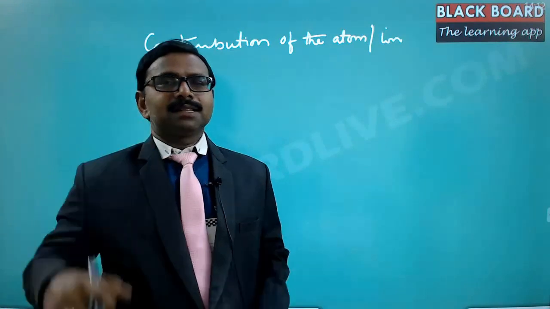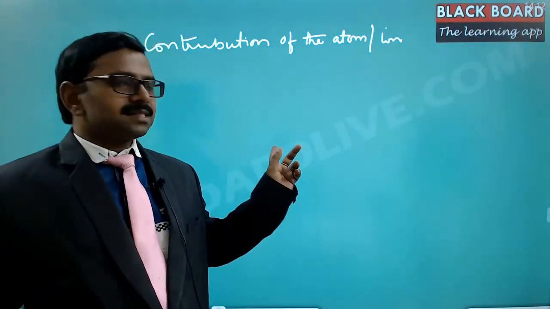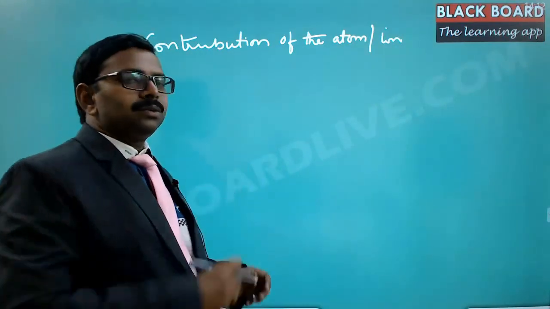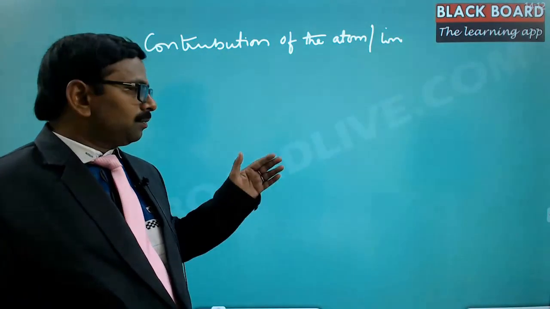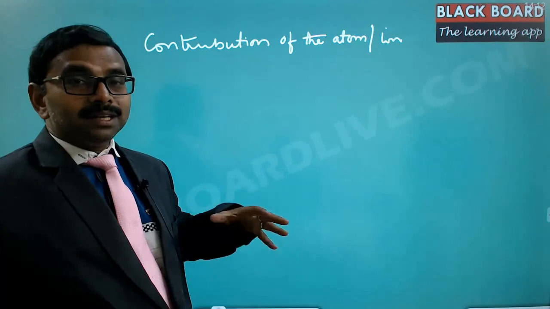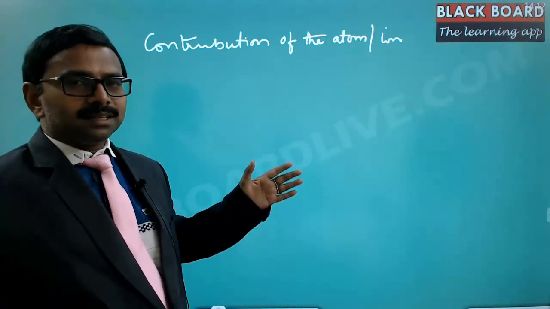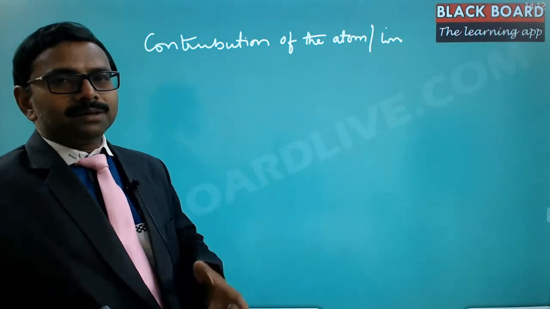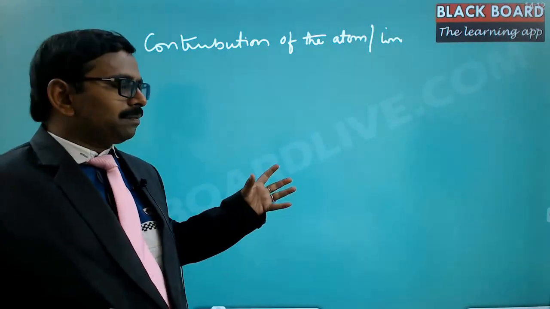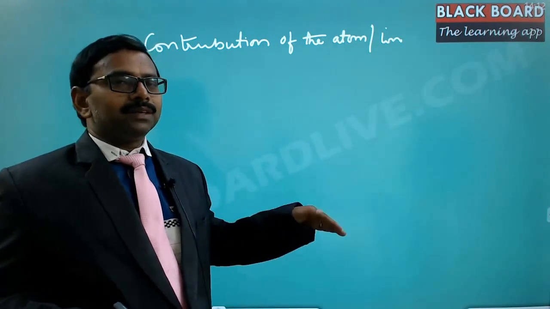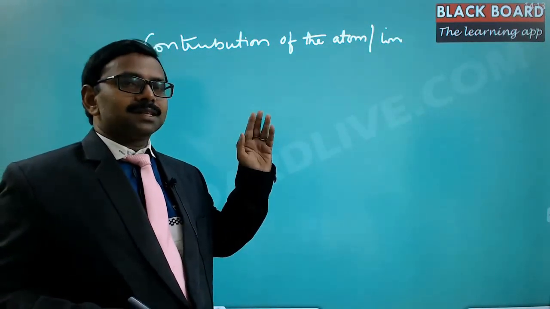If an atom is present at a face center, suppose this room is assumed to be a cube, there exist 6 faces. This is one face. If you make a hole here and you put a ball into the hole, then how much portion will appear in this room? Only 50%. The 50% will appear in the room. So 50% of the atom belongs to that unit cell. The remaining 50% goes to the other unit cell.